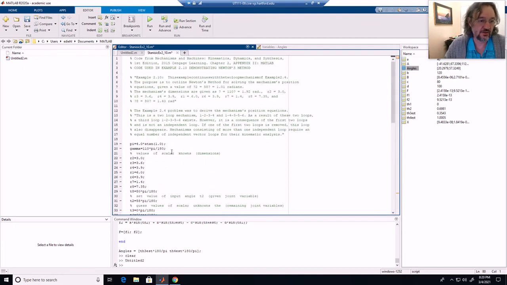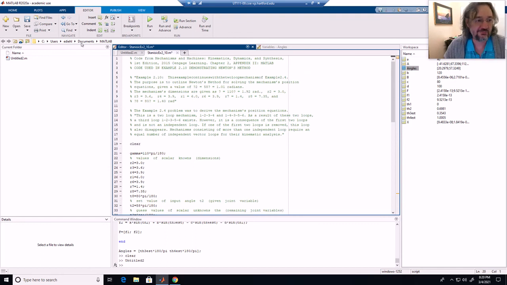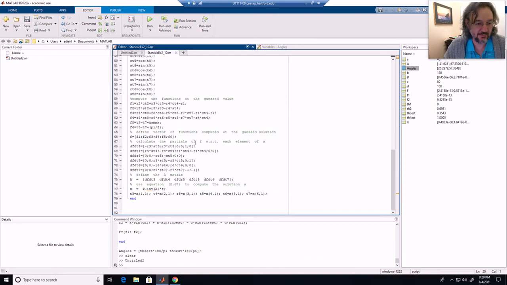First off, something just bothers me right here. We're going to get rid of this. We're not going to define pi. How freaking arrogant do you need to be to define pi? But here, we're going to define the angles, similar to what we just did right here, right?